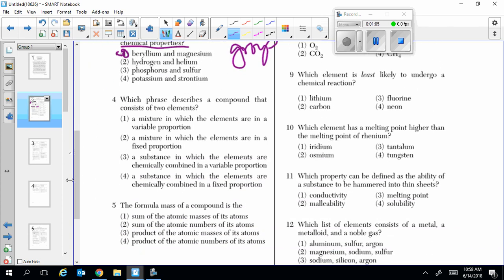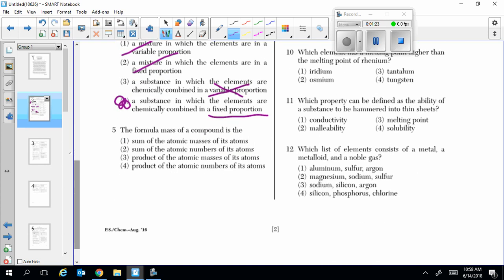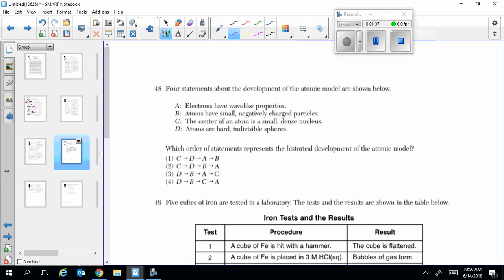Which phrase describes a compound that consists of 2 elements? So it's not a mixture. Compounds aren't mixtures. They are pure substances. So a substance in which the elements are combined chemically in a variable proportion. No, it's not variable. It's fixed. So compounds are chemically combined in a fixed proportion. The formula mass, well, you don't multiply it, you add them together. So it's the sum of the atomic masses of its atoms. Yep, it's the mass, not the atomic number.